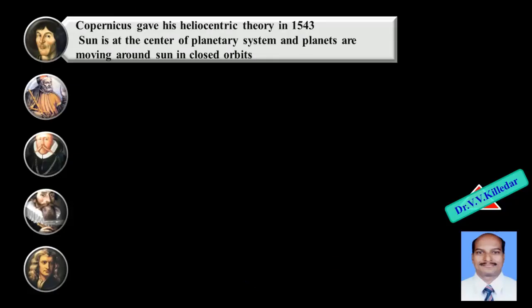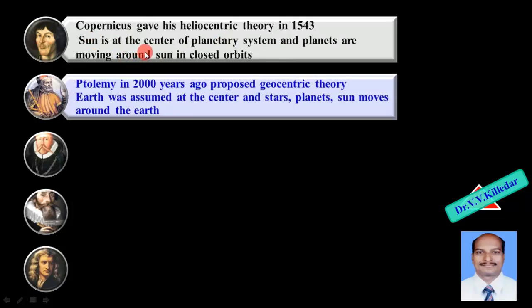The scientist Copernicus gave his heliocentric theory in 1543, and he suggested that the sun is at the center of the planetary system and planets are moving around the sun in closed orbits. Then the scientist Ptolemy, 2000 years ago, proposed a geocentric theory. In this theory, it was assumed that the earth is at the center and stars, planets, and sun move around the earth.